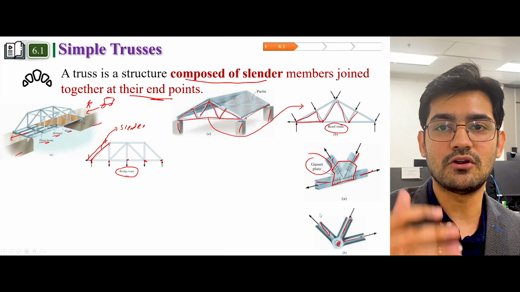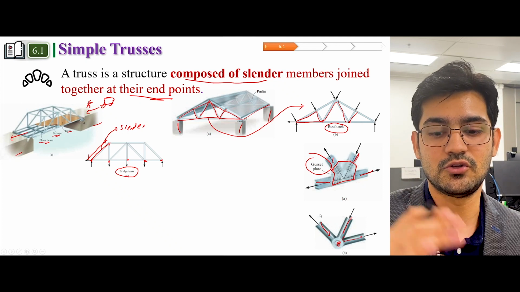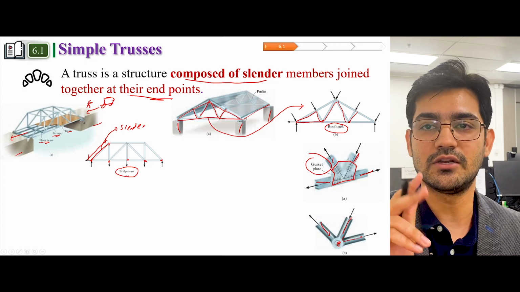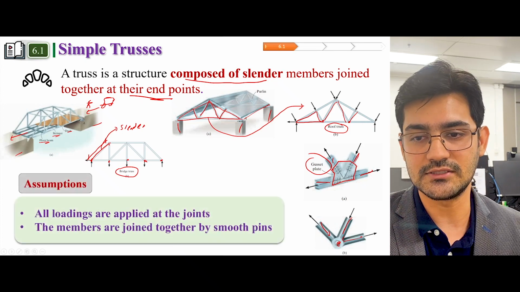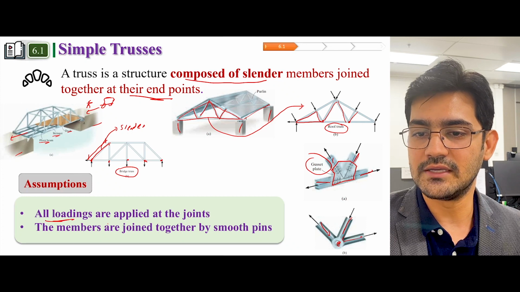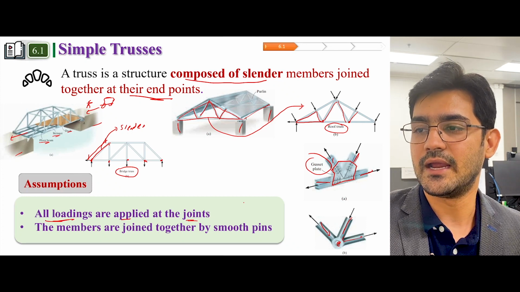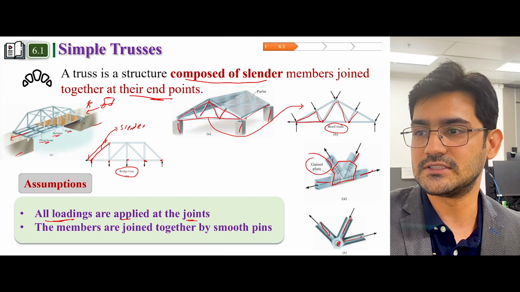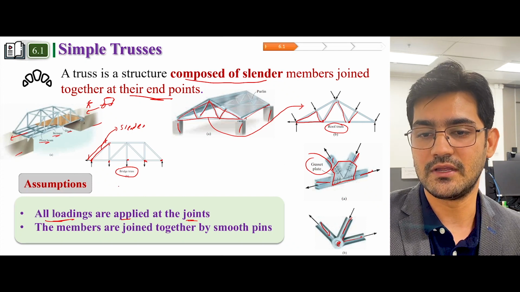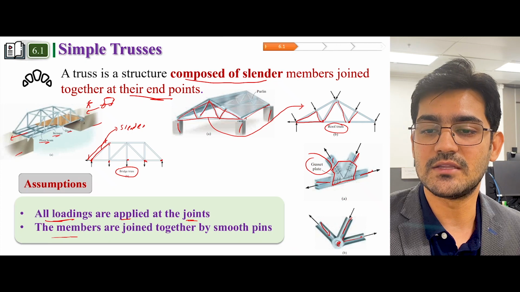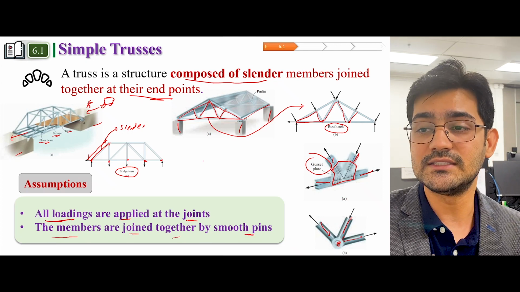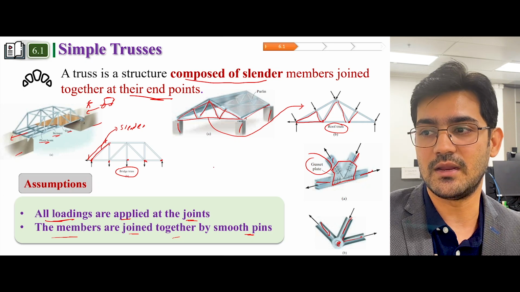So in order for a truss to work, we need to identify 2 assumptions. One assumption is that all the loadings are applied at a joint, and it makes sense, right? This assumption says that all the loads have to be applied on the joint, and the second assumption says that the members are joined together by smooth pins. So why are these assumptions important?